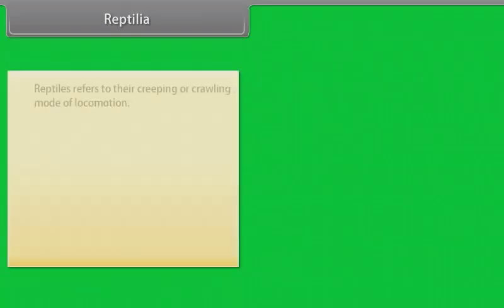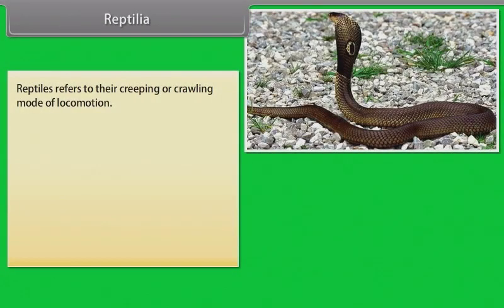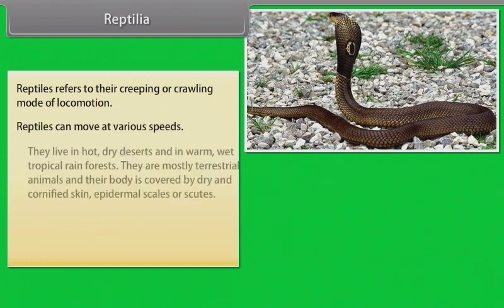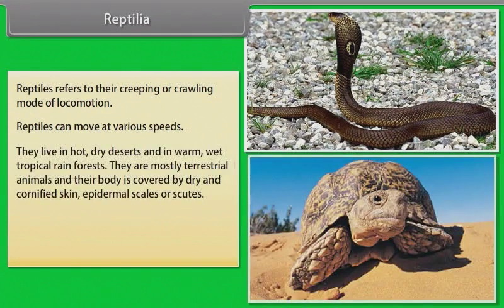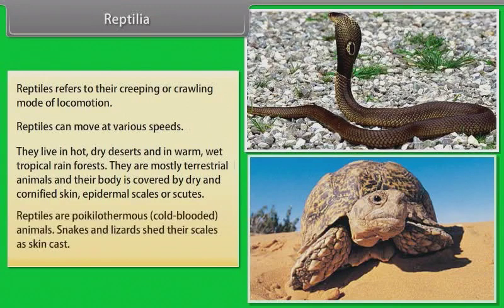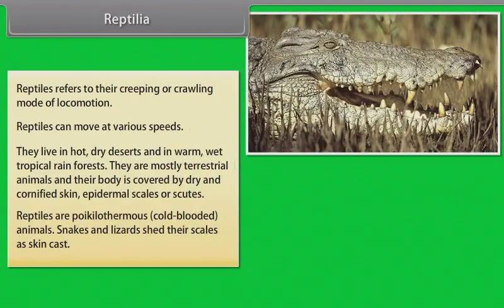Reptilia. The name Reptilia refers to their creeping or crawling mode of locomotion. Reptiles can move at various speeds. They live in hot, dry deserts and in warm, wet tropical rainforests. They are mostly terrestrial animals and their body is covered by dry and cornified skin, epidermal scales or scutes. Reptiles are poikilothermous, or cold-blooded, animals.